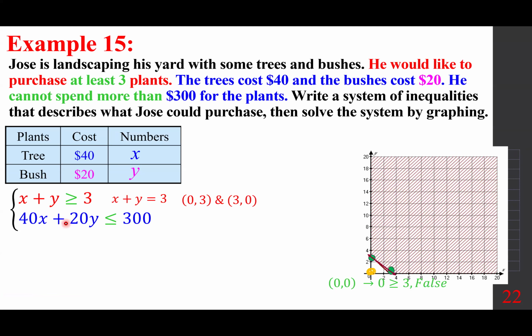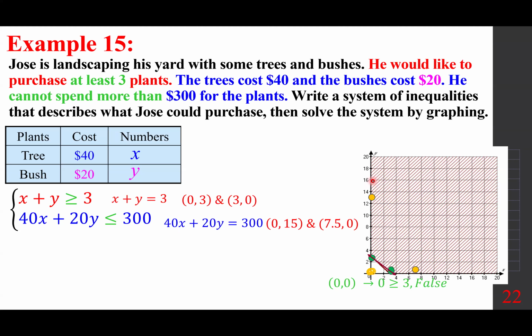For this case, we change it to equality. Choose x equals 0. This goes away. 20y is 300, divided by 20, and you get 15. So 0, 15. Choose y equal to 0. This goes away. x is 300 divided by 40, which means 30 divided by 4, which means 7.5. So 0, 15, and 7.5, 0. This is not to scale. 15 is up here, but this is not to scale. It should be here.